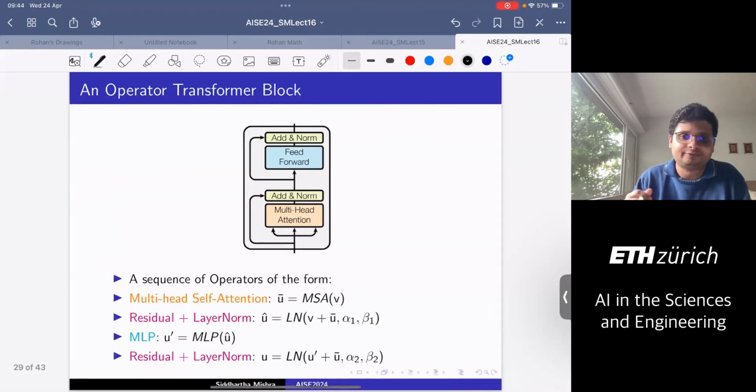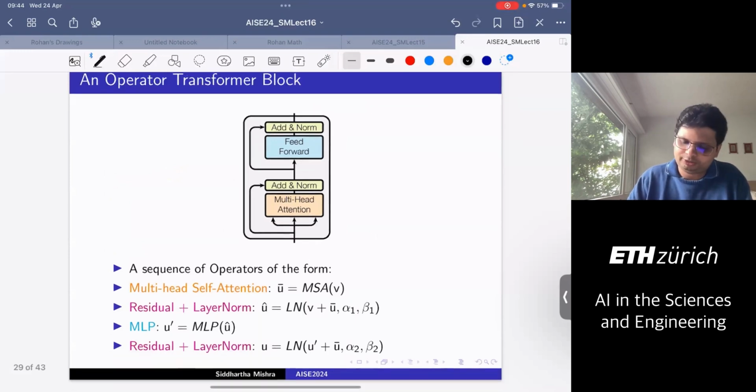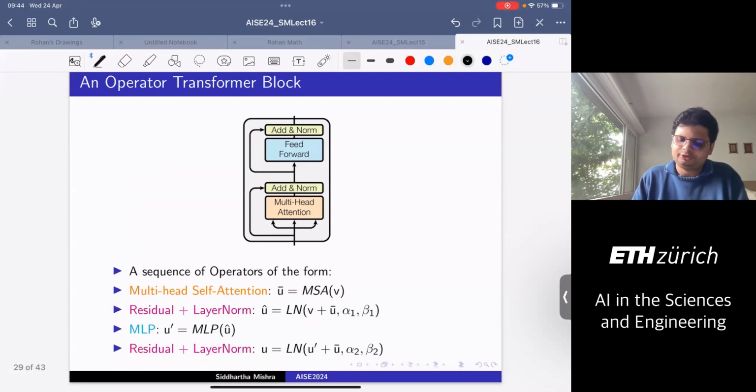And then we have everything that we need. So we have this operator transformer block, which is given here. So this is a sequence of operations. So you start with your input function, V. Okay, this is, for instance, on a grid. Then the first thing that you do is that you use multi-head self-attention, MSA. So you start with V. This will give you your U hat. We have interpreted this as an operator. So you attend to the values at different points.